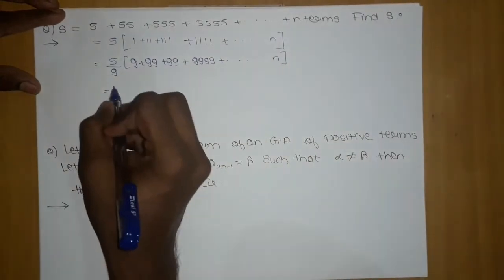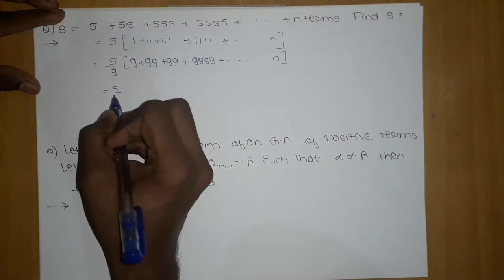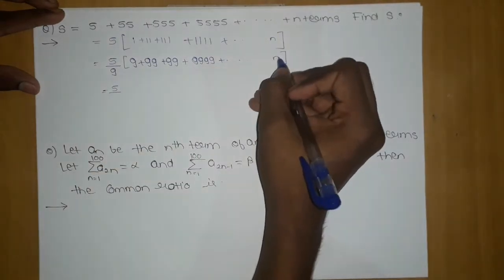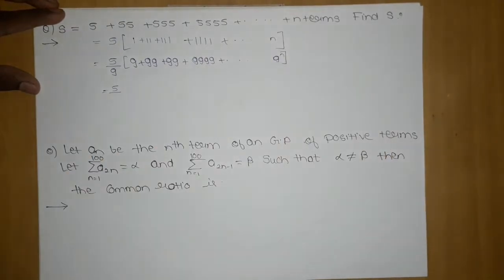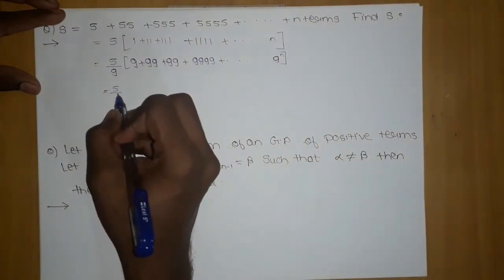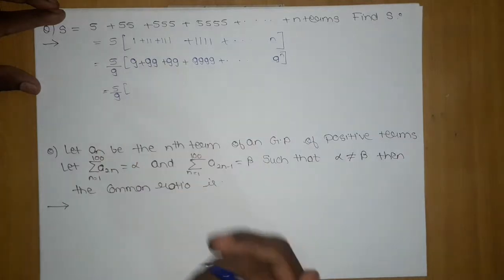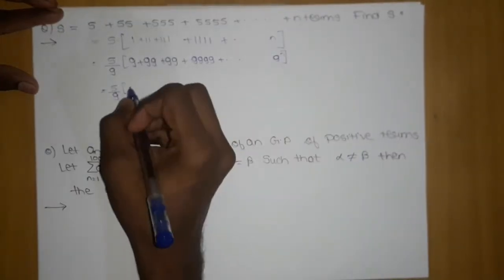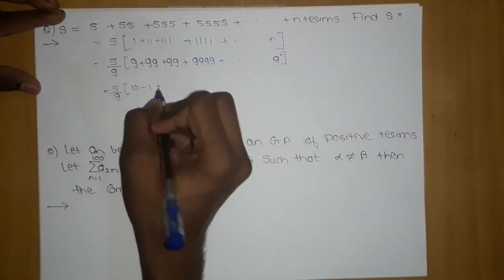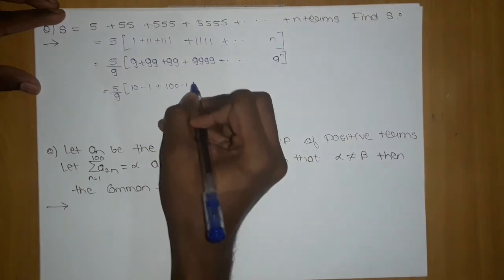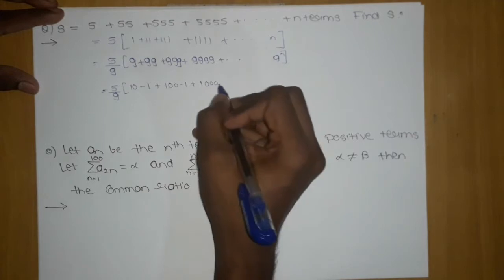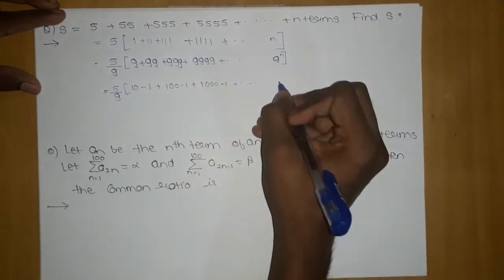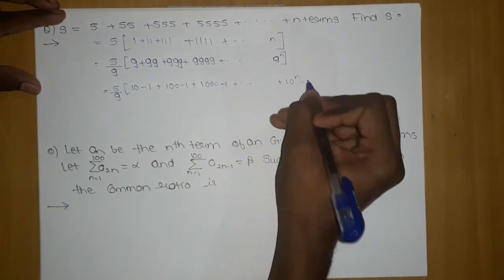Just keep in mind that here it will be 9 to the power of some n. Now what was the purpose of multiplying it with 9? It is useful like this. I can write 9 as 10 minus 1, 99 as 100 minus 1, 999 as 1000 minus 1, and like that till 10 to the power n minus 1.